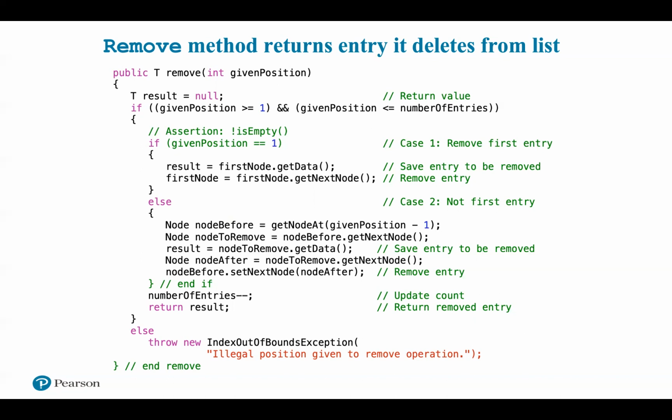Also note that we do not explicitly set nodeToRemove to null after disconnecting the node. This variable is local to the remove method and so does not exist after the method completes execution. Although we could set nodeToRemove to null, doing so is not necessary.